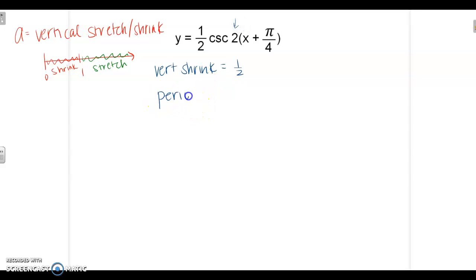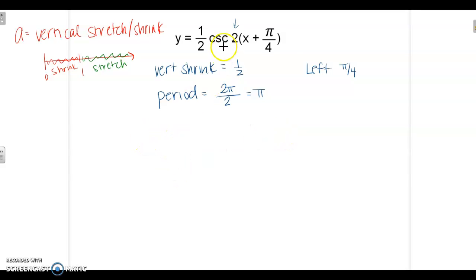So for this period, just like before, we're going to take 2 pi and divide it by B. So 2 pi divided by 2, that means our period in this case is going to be pi. And then plus pi over 4, that means that we are going to shift left pi over 4 units for our phase shift. There's no vertical shift, there's no reflection, so that's what we're going to start with.